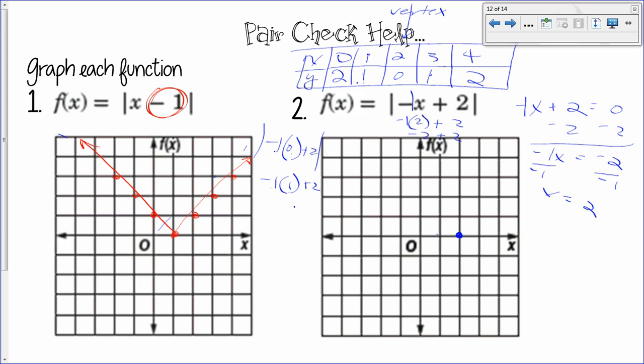So now plot your points. 1 and 1, and then 0, 2, that's my left side, right? That's this side here. My right side is going to be what? 1, 2, 3, up 1. 1, 2, and then up how many? I'm sorry, 4. 1, 2, 3, 4, up 2. Pretty simple.